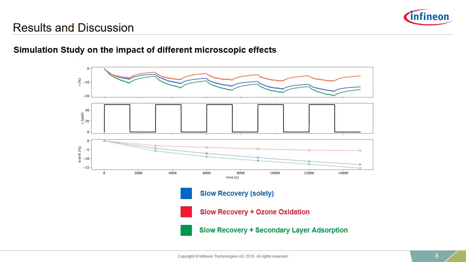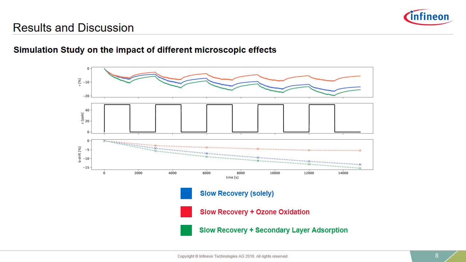The blue curve only shows drift due to slow recovery of the sensor. The red curve shows slow recovery in addition to ozone oxidation, and the green curve shows slow recovery combined with secondary layer adsorption. The sensor signal itself has similar dynamics as real measurements, with a convex adsorption signal and a concave desorption shape.